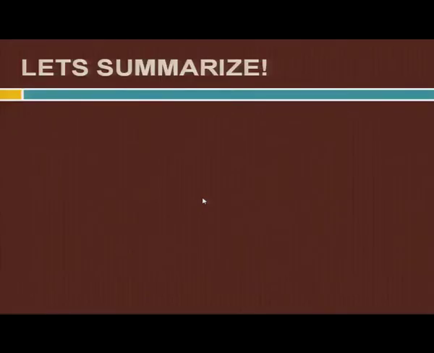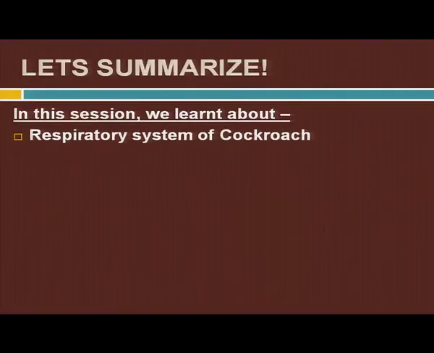So, we have come to the end of this chapter. Let us summarize what we have learned today. In this session, we have learnt about the respiratory system of cockroach. We saw that there is a tube-like network of trachea which further converts into finer tracheoles, and the opening is in the form of tiny holes known as spiracles, which help in inhalation and exhalation.